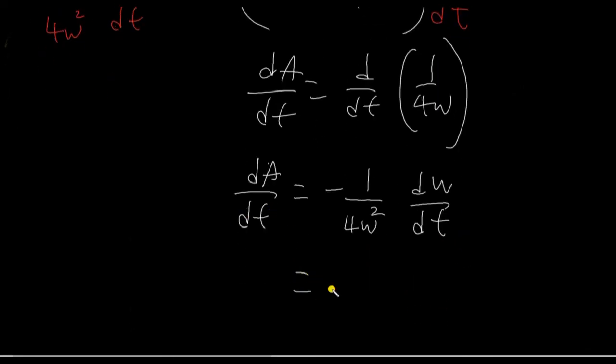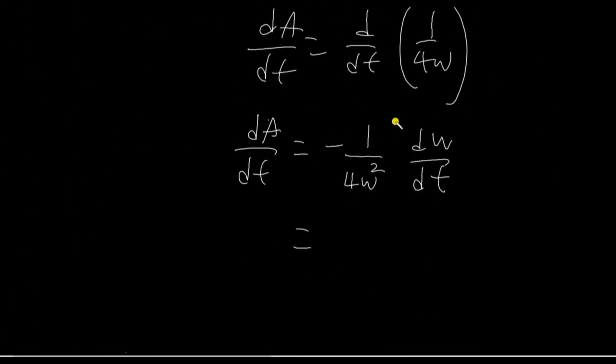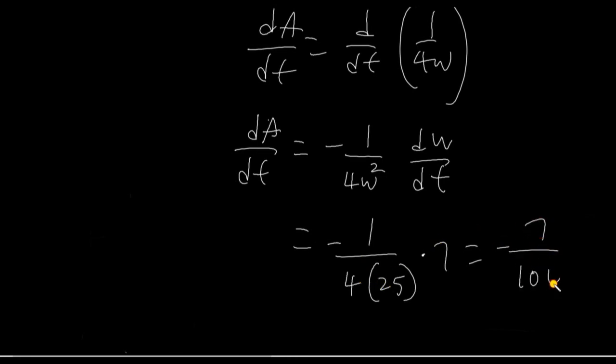So we want to figure out what's going on when w is increasing at the constant rate of 7 units per second. So dw/dt is 7, and then w equals 5, right? So we'll just plug in w equals 5, and dw/dt is 7 to get us negative 1 over 4 times 25, because that's 5 squared, times dw/dt, times 7. And this comes out to be negative 1 over 100 times 7, which is negative 7 over 100.